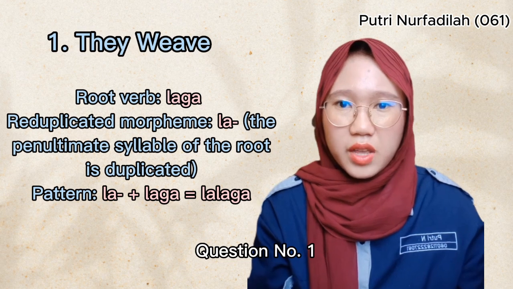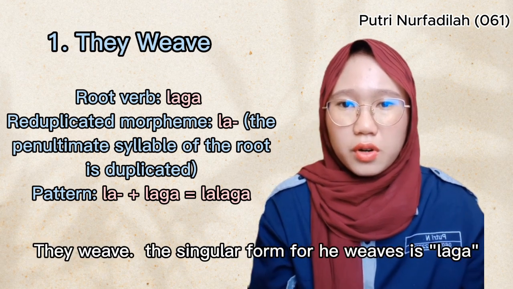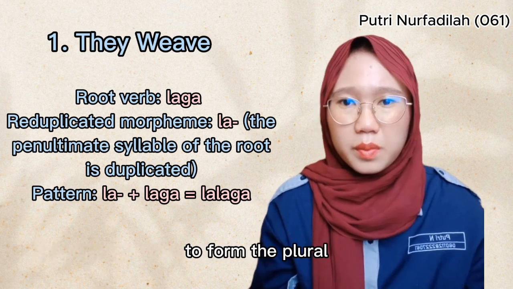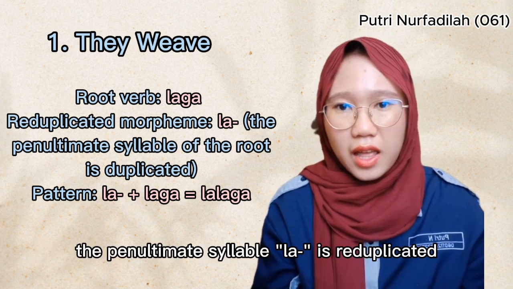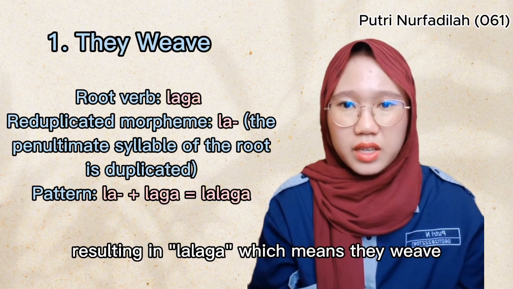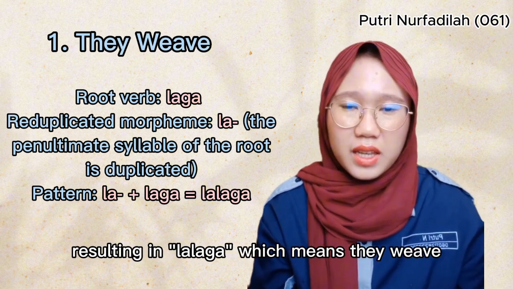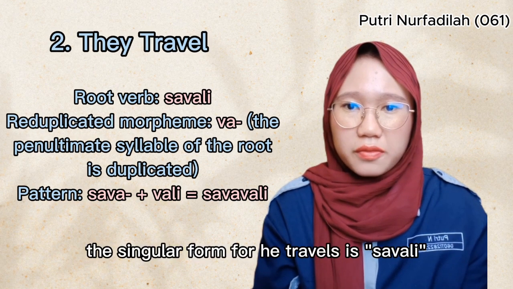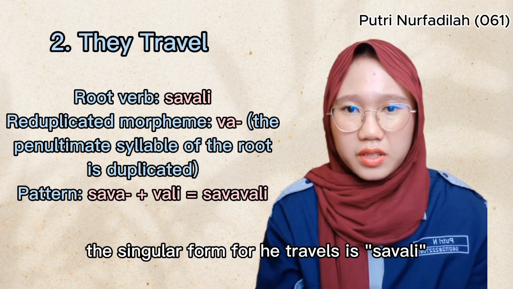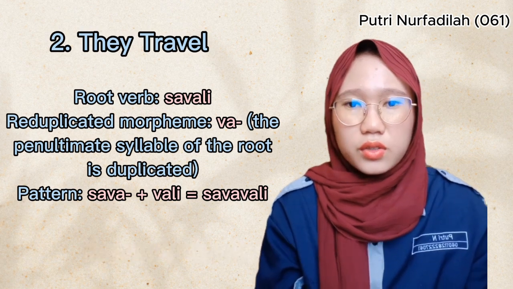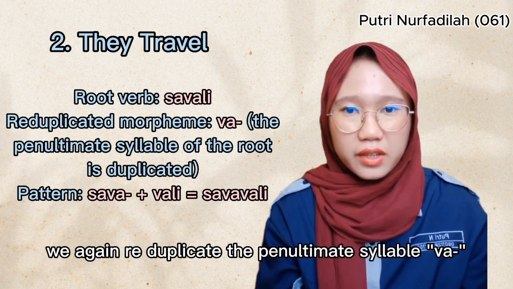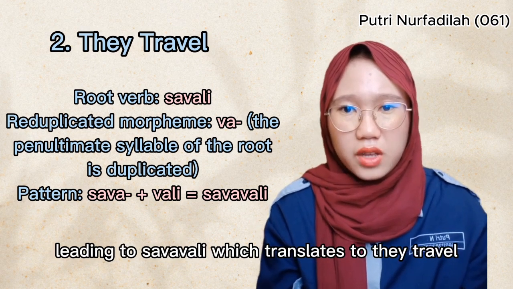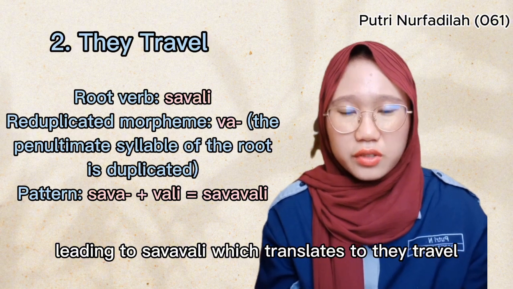Question number 1, they weave. The singular form for he weaves is laga. To form the plural, the penultimate syllable la is reduplicated, resulting in lalaga, which means they weave. Number 2, they travel. The singular form for he travels is savali. To create the plural form, we again reduplicate the penultimate syllable va, leading to savavali, which translates to they travel.